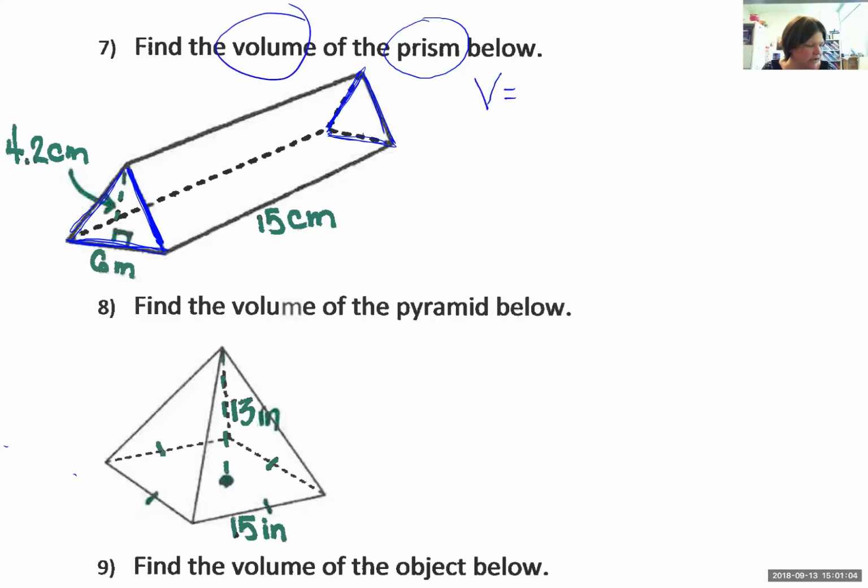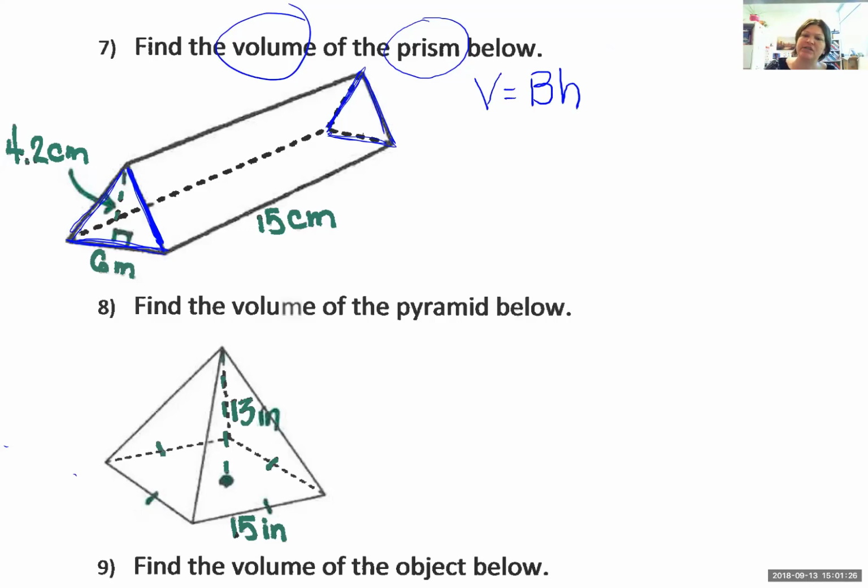Volume equals, I look at my formula sheet, and the very second one I see is a right prism. The first one will only work for rectangular prisms. I don't have a rectangular prism because it has triangles on it, so I'm going to use the generic right prism formula. And the generic right prism's formula says V equals BH.